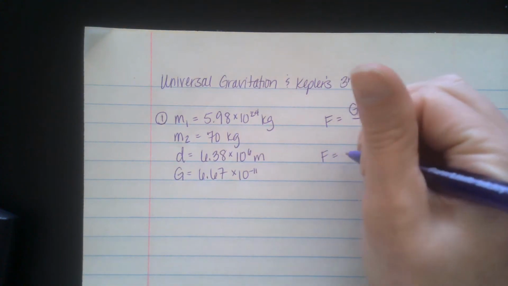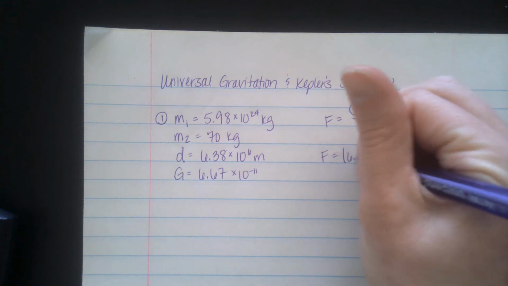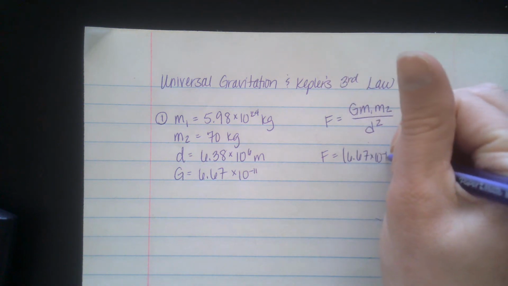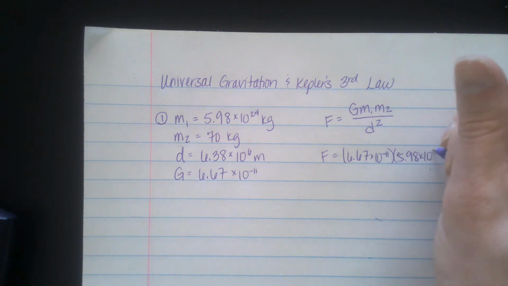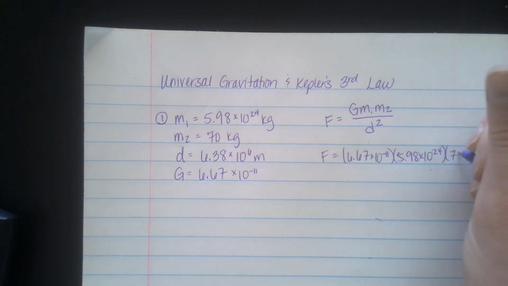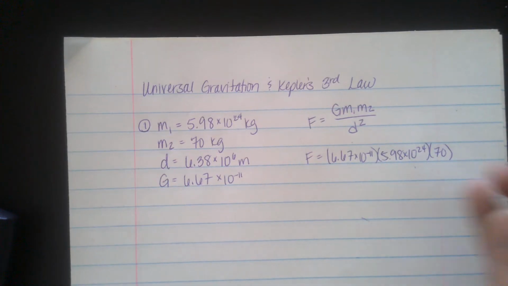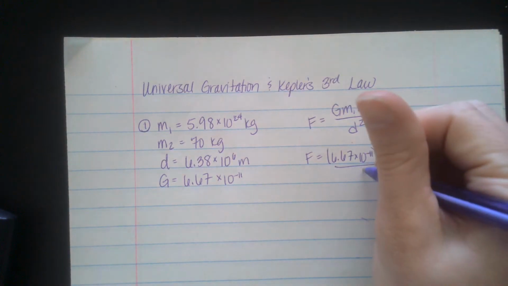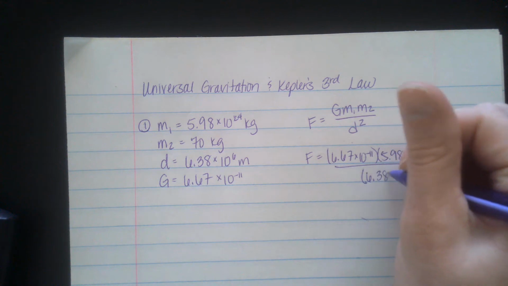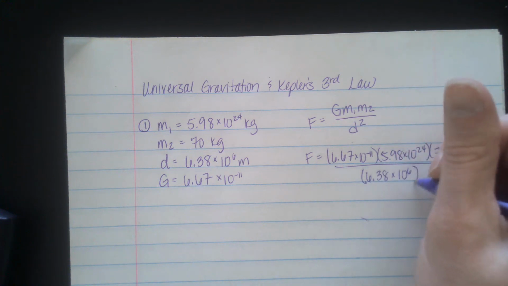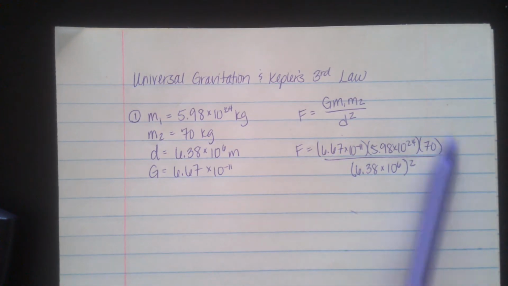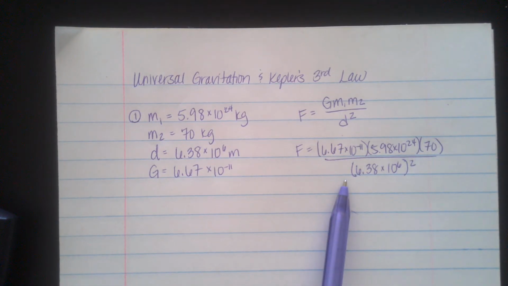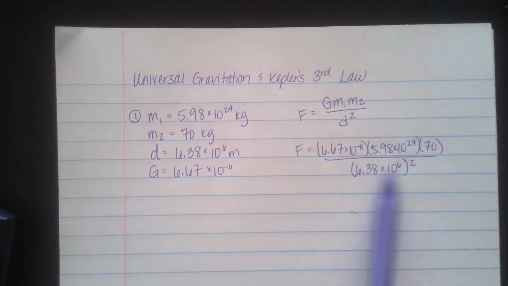So F equals G times m1 times m2 divided by d, and don't forget to square. So instead of plugging all of this into the calculator at one time, I would break it up. I'd do my numerator, solve for the denominator, and then divide the two.